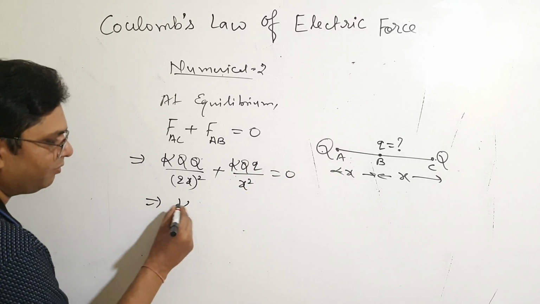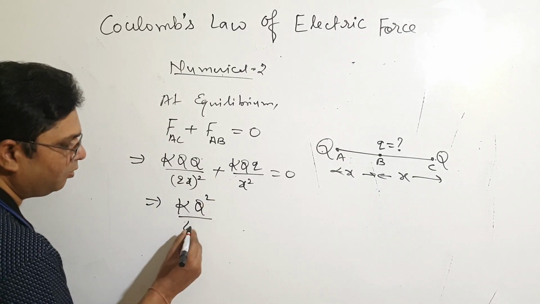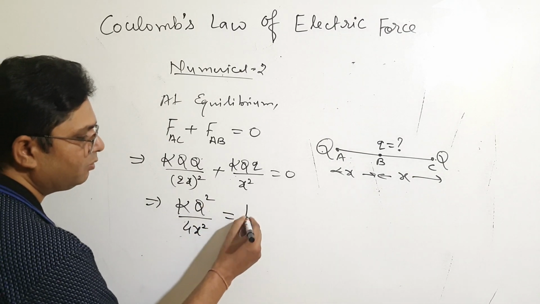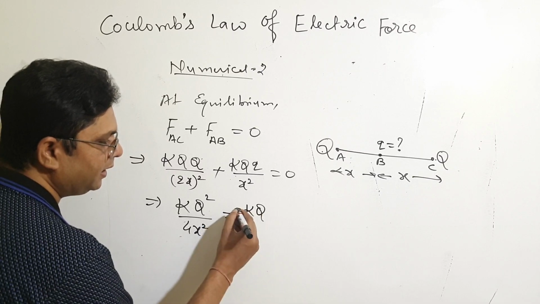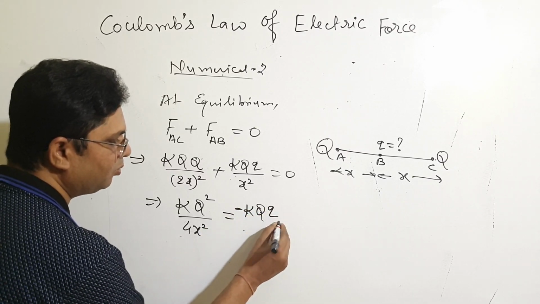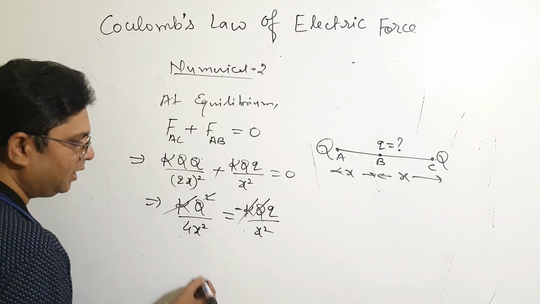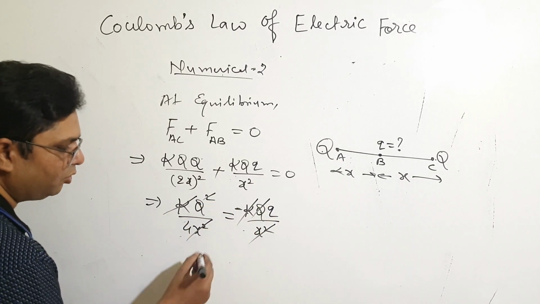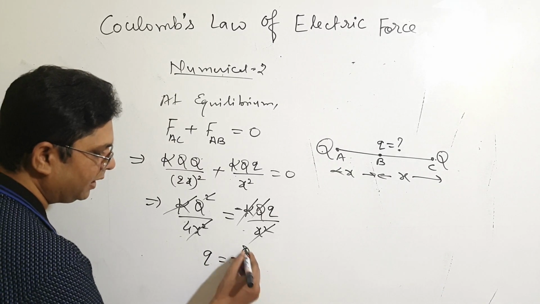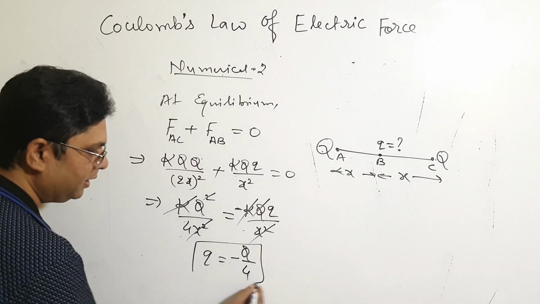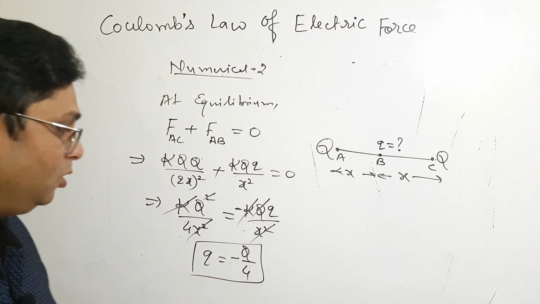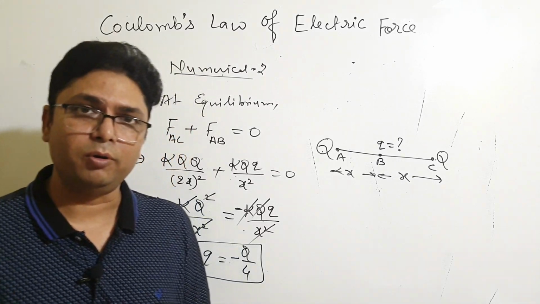So you have K Q square upon 4x square is equal to minus K capital Q small q upon x square. K will cancel out, one Q will cancel out, x square will cancel out. So you have small q equal to minus Q upon 4. Thus the charge small q equals minus Q upon 4.